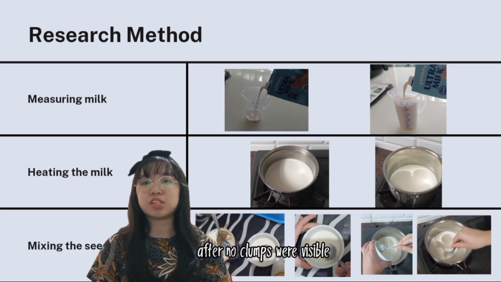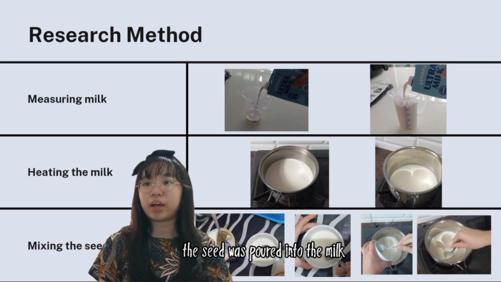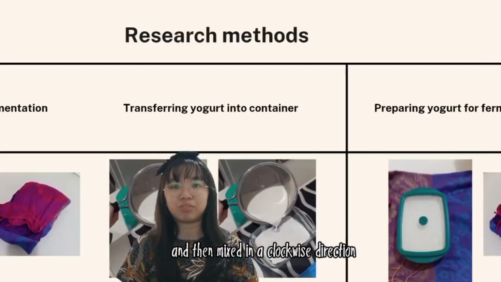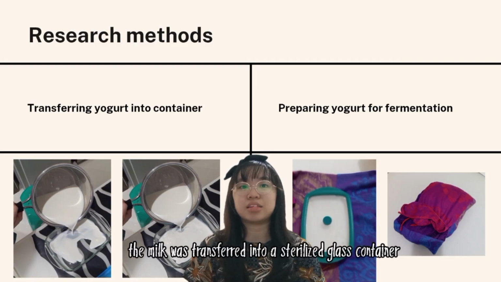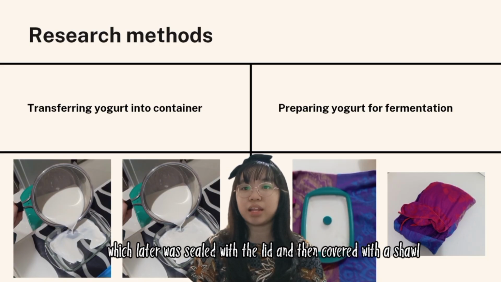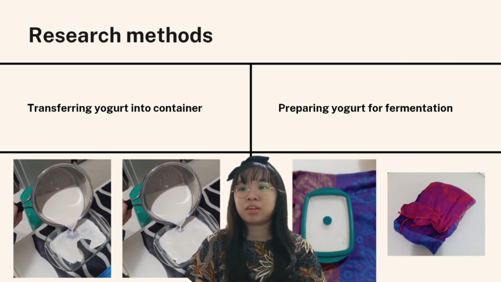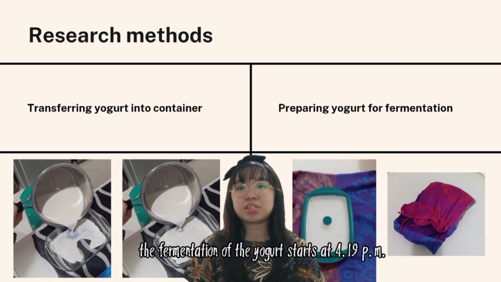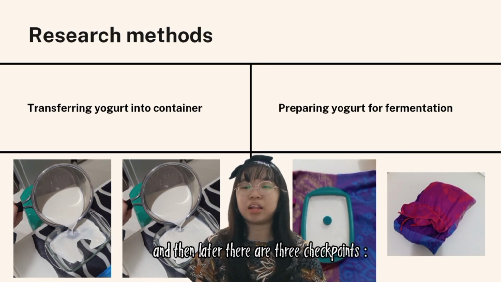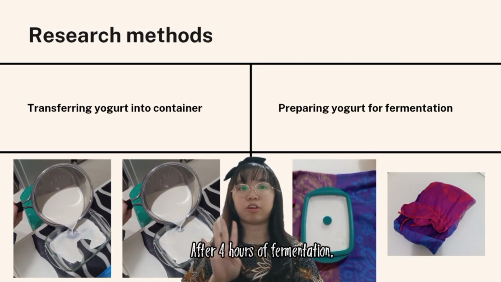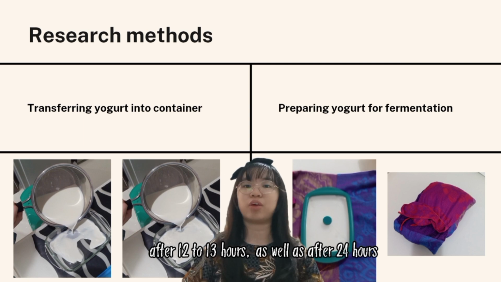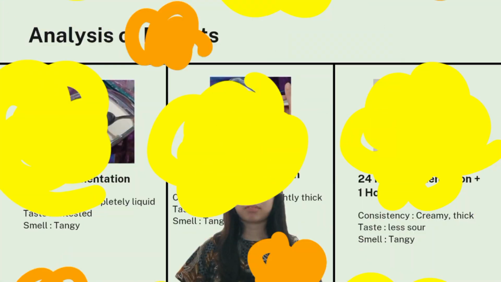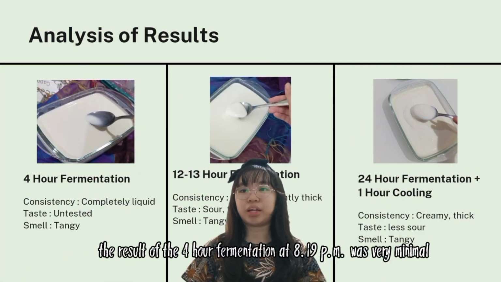After no clumps were visible, the seed was poured into the milk and then mixed in a clockwise direction. Once the mixing was done, the milk was transferred into a sterilized glass container, which later was sealed with the lid and then covered with a shawl. The fermentation of the yogurt starts at 4:19 p.m. and then later there are 3 checkpoints: after 4 hours of fermentation, after 12 to 13 hours, as well as after 24 hours.